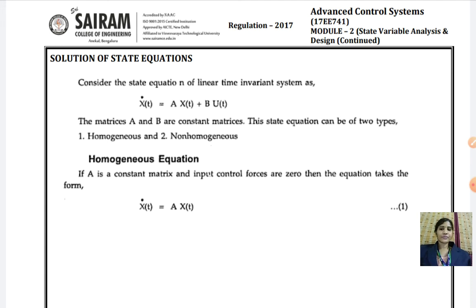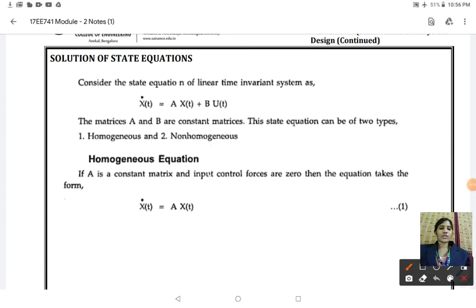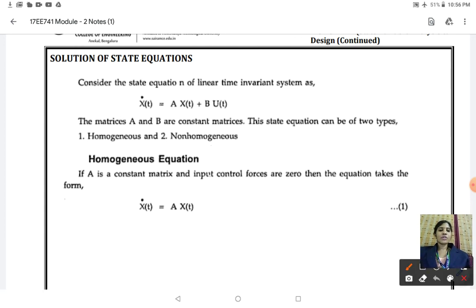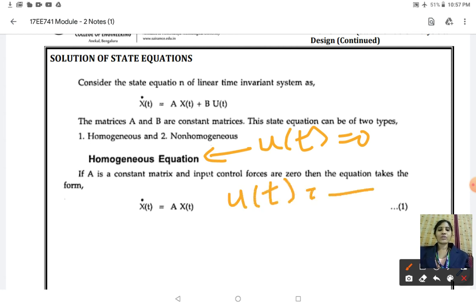Here there are two solutions we have. There are two types of equation based on the input used. One is your homogeneous equation and another one is your non-homogeneous equation. Homogeneous equation means your input u of t is going to be 0. Non-homogeneous equation means u of t will be there, so some values will be there in case of your non-homogeneous equation.